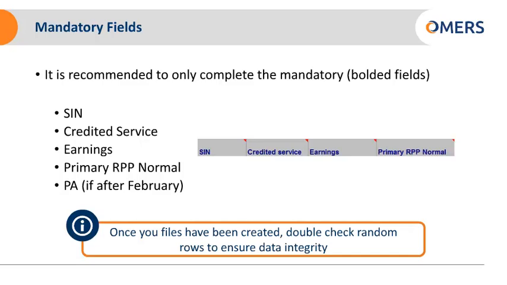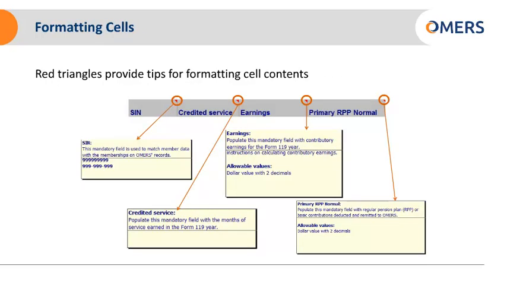Once you have entered all your data, it is a good idea to randomly check cells to ensure data integrity, as it is possible that you may make transposing errors when copying information from your payroll systems into the import file builder. Also equally important is the format of the information that is being entered in the spreadsheet. Each column has specific formatting guidelines. To confirm the acceptable data format, hover your cursor over the red triangles for further details.